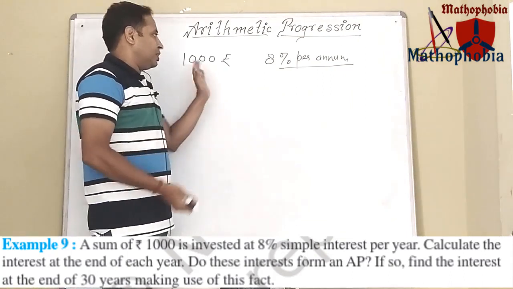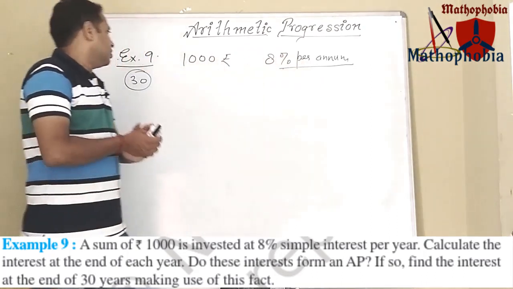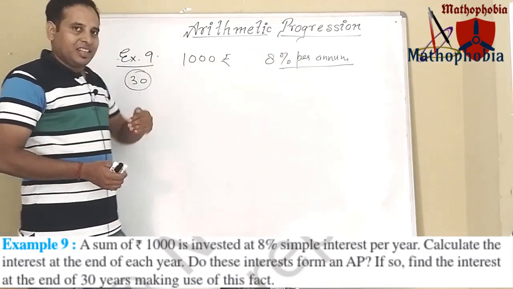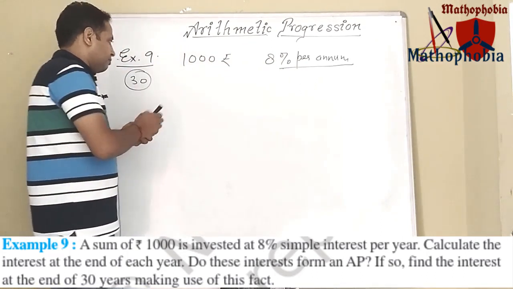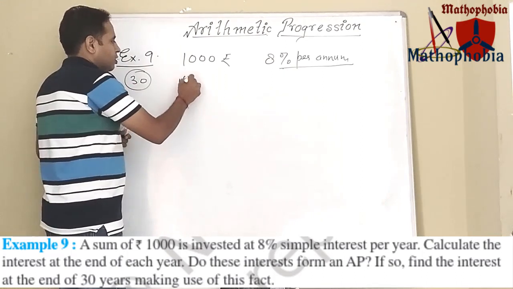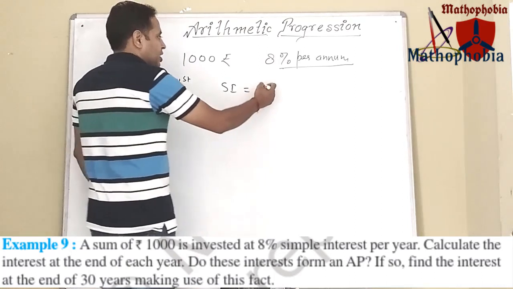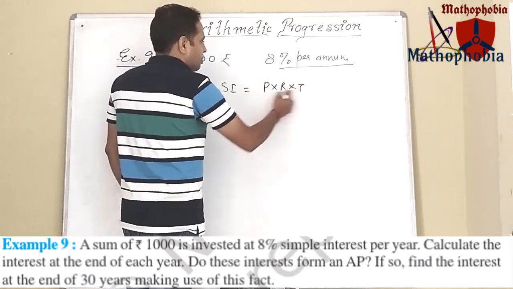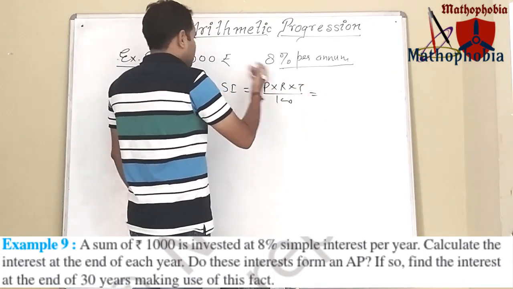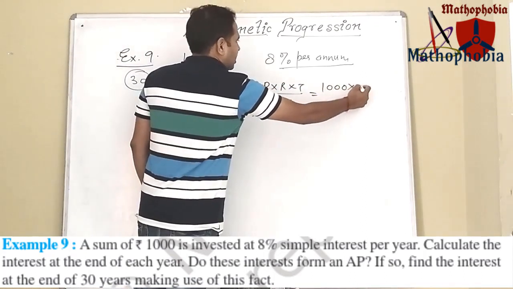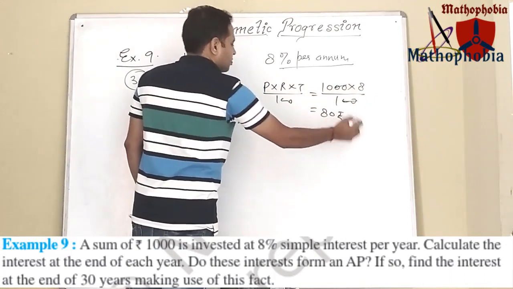We need to find out the interest at the end of 30 years. ठीक है, 1000 रुपए का इन्वेस्ट किया, किस रेट पे? 8% per annum. Okay. So whether the interest that is paid every year forms an AP or not. So let's see. For the first year, what will be the simple interest? SI will be, what is the formula to find out SI? P into R into T upon 100. ठीक है, तो एक साल के लिए time T is equal to 1. Principal amount is 1000 rupees and the rate is 8 upon 100. You will get 80 rupees.